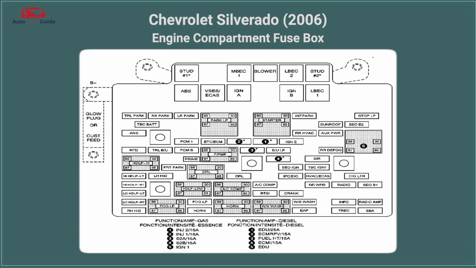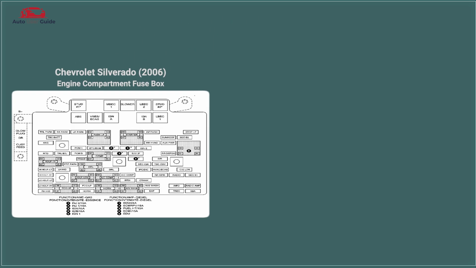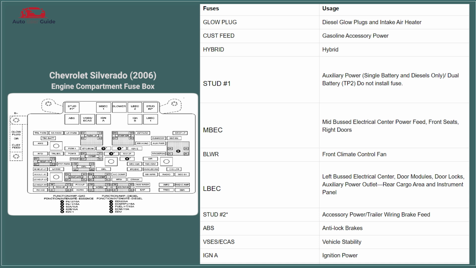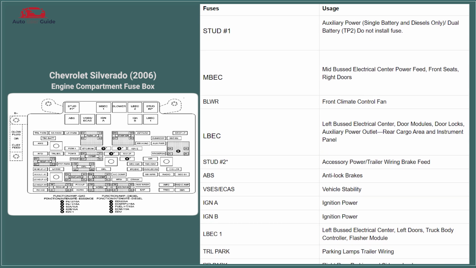The engine compartment fuse box in the 2006 Chevrolet Silverado protects and distributes power to key systems such as the fuel pump, ABS, ignition, cooling fans, and headlights.